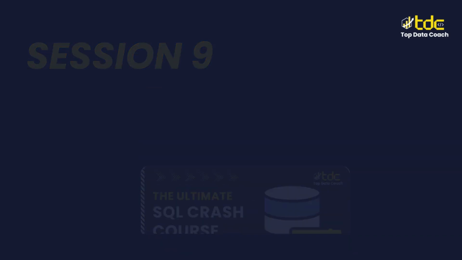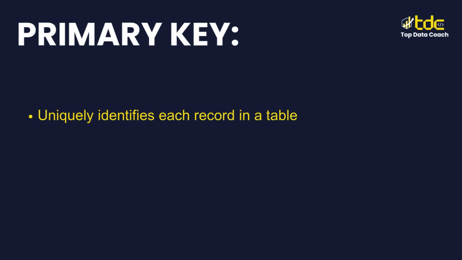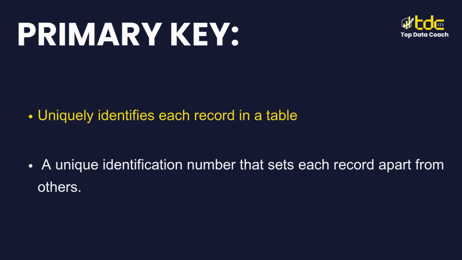So let's start with the primary key. The primary key constraint uniquely identifies each record in a table. That means a primary key in a database is like a unique identification number that sets each record apart from others. Let's understand this concept of a primary key in terms of something we all can relate to: the identification number of people.